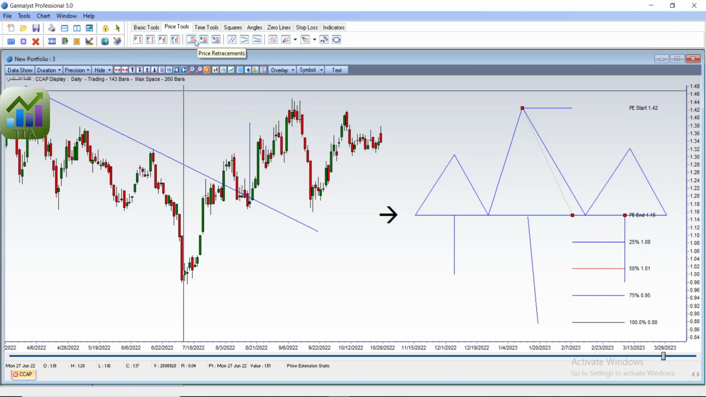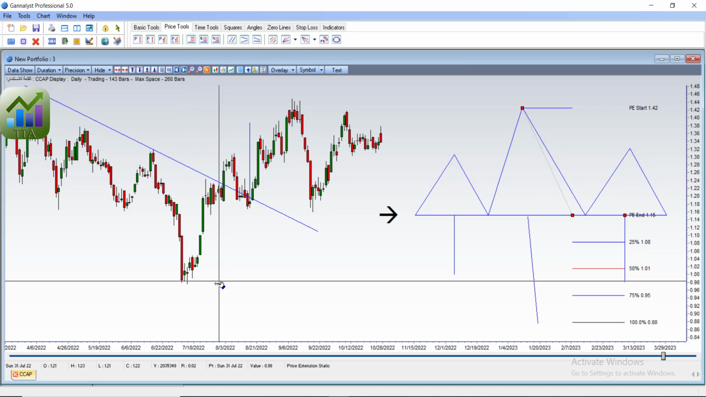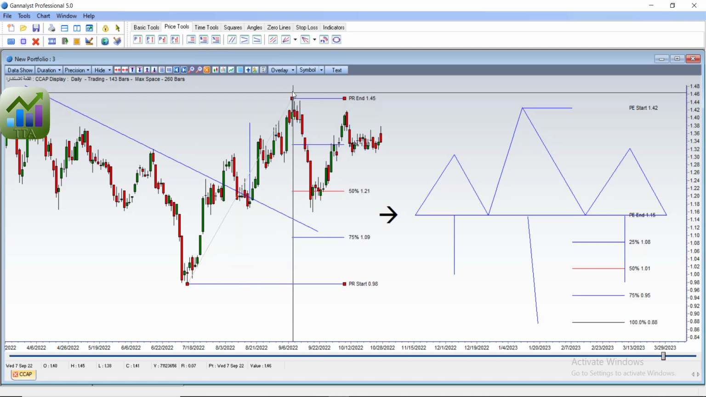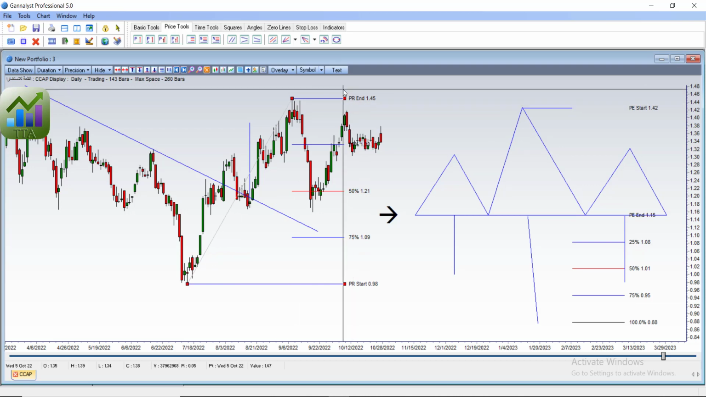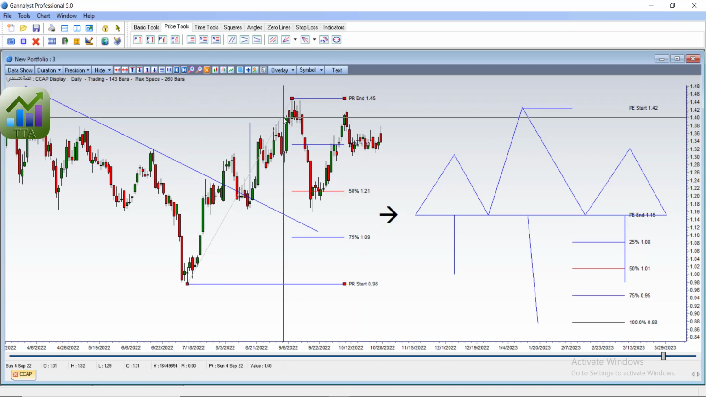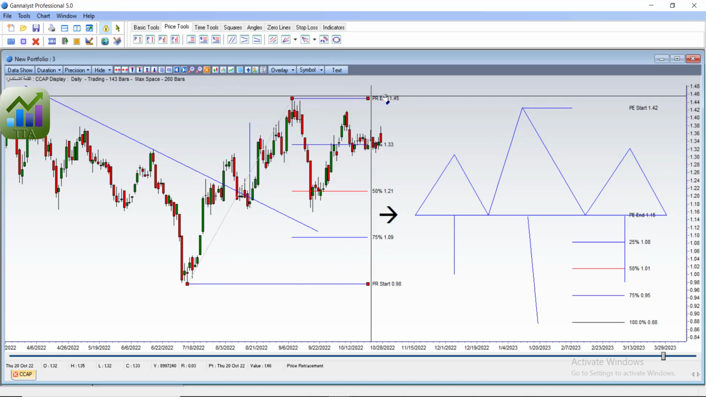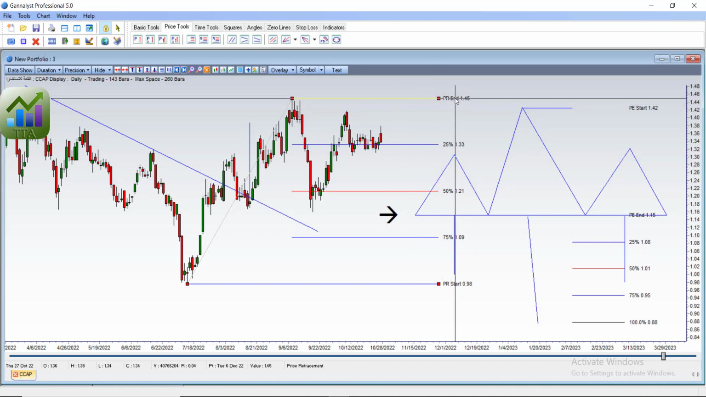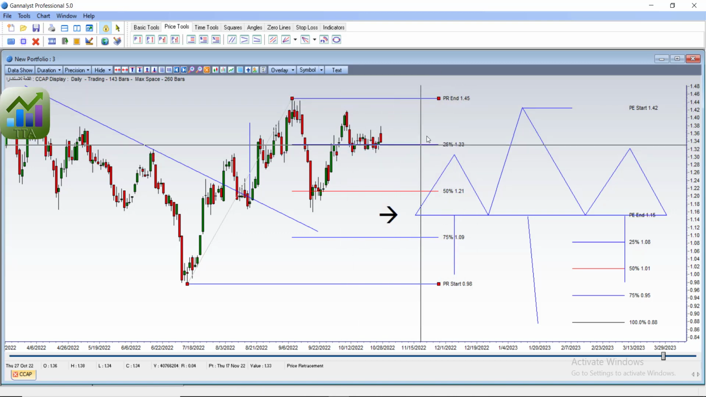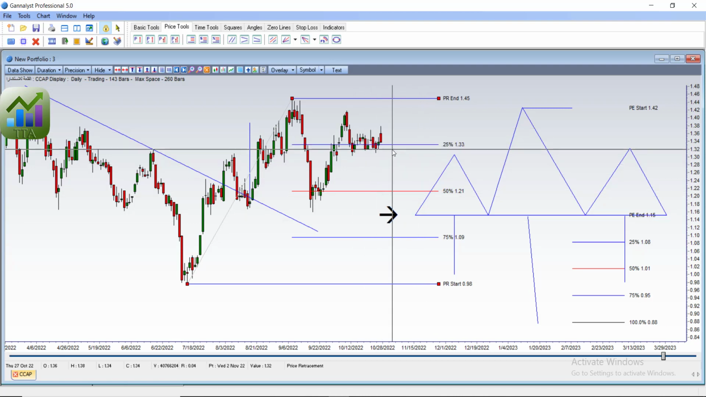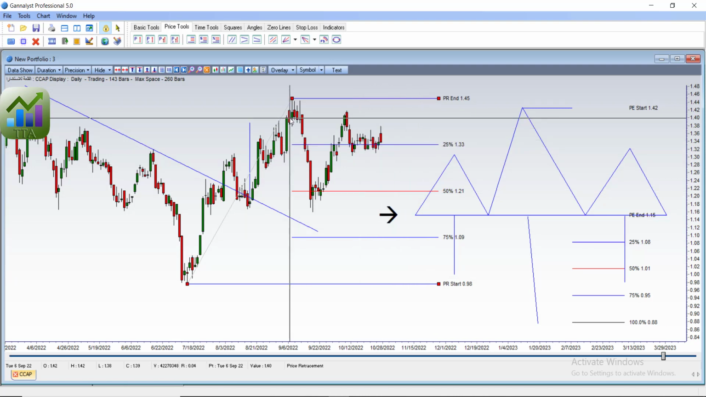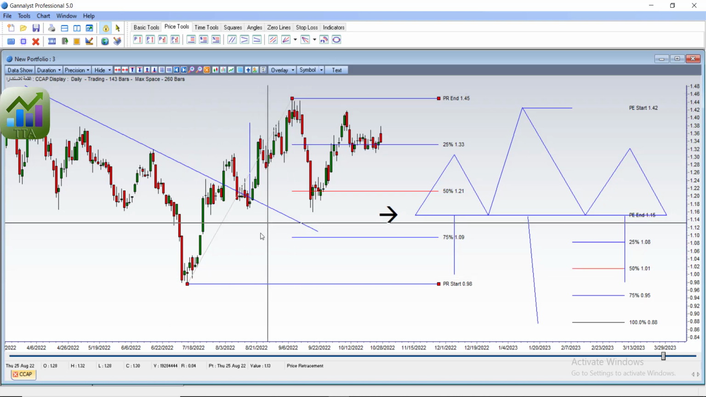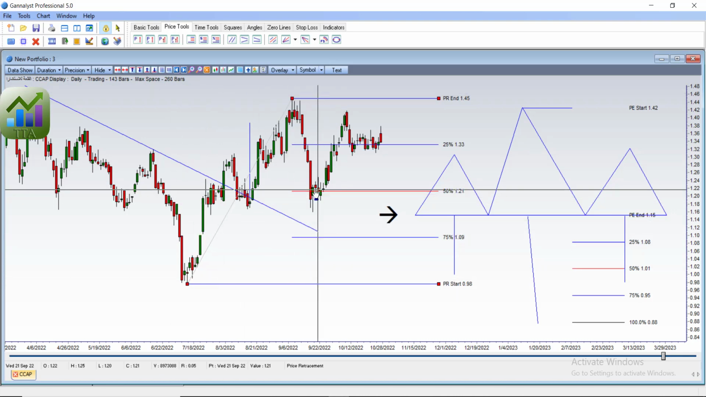Another tool is this one, like retracement. Okay, you take it from bottom to top or the opposite, and then you drag this one, and you will see this is a support and resistance level. So from this bottom to this top, this is the support and resistance level.